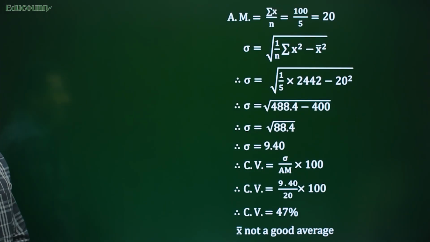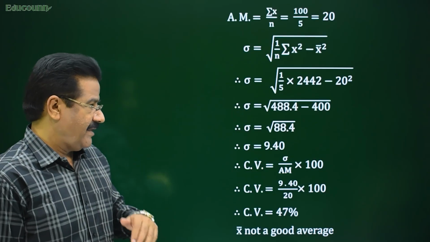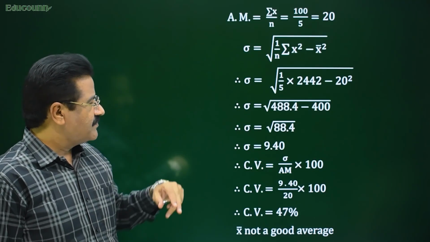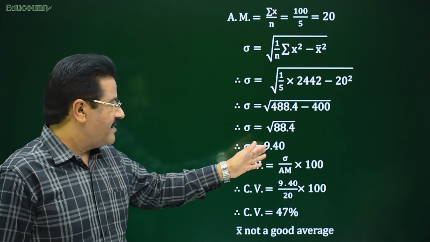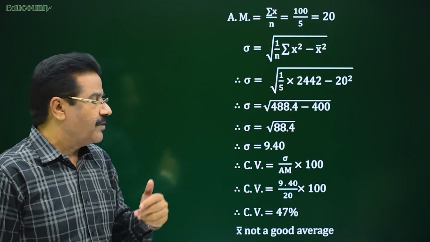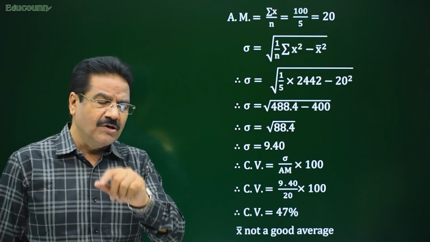X bar is not a good average. As I told you earlier, here we can see that coefficient of variation is quite large. In other words, when the average is 20, standard deviation is 9.40. So very high value is there, and that's why it cannot be considered as a good average.